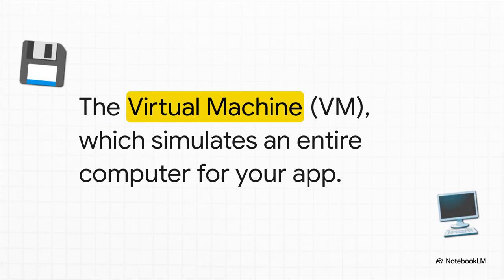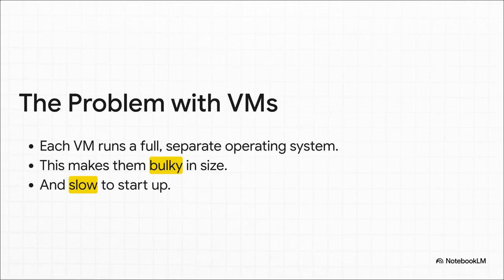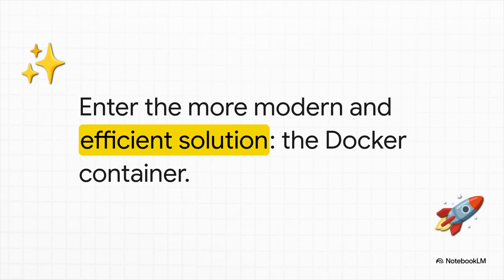One of the first solutions for this was the virtual machine. You've probably heard of them as VMs. But there was a problem. VMs are huge and slow because they run an entire, separate operating system. This is where a much smarter, more modern approach comes in, the Docker container.